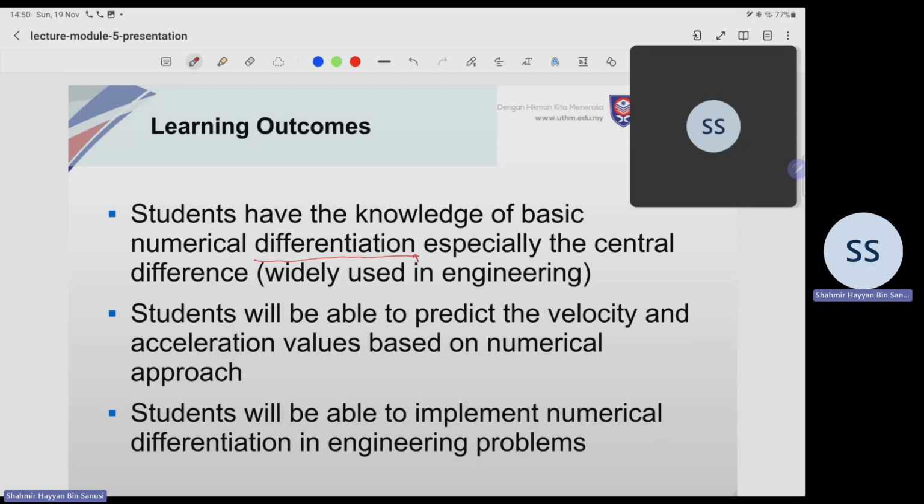So for example, first order differentiation: if you have a y function, the first differentiation you can write as y prime x or f prime x, or you can write it as dy over dx. So this is first order differentiation.